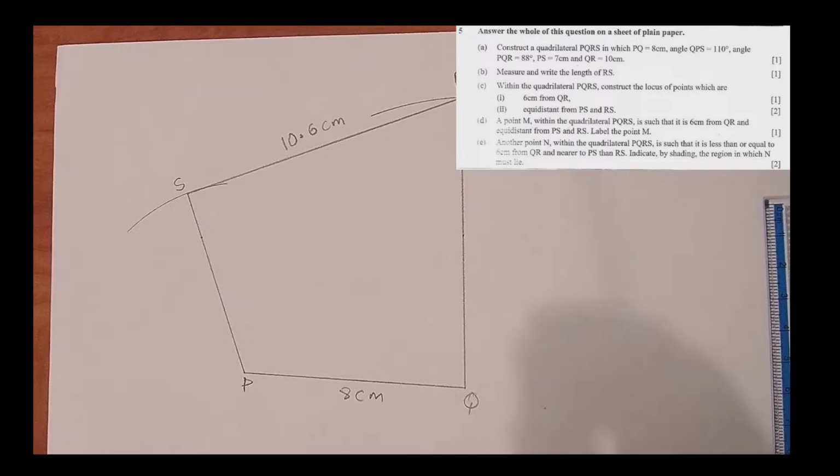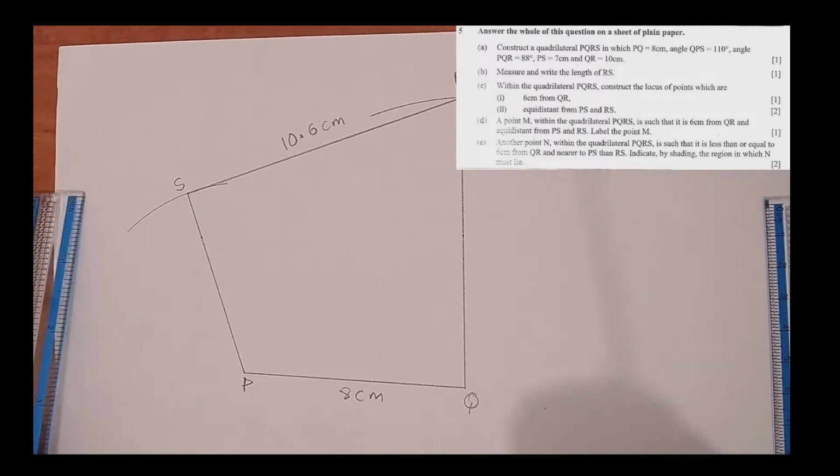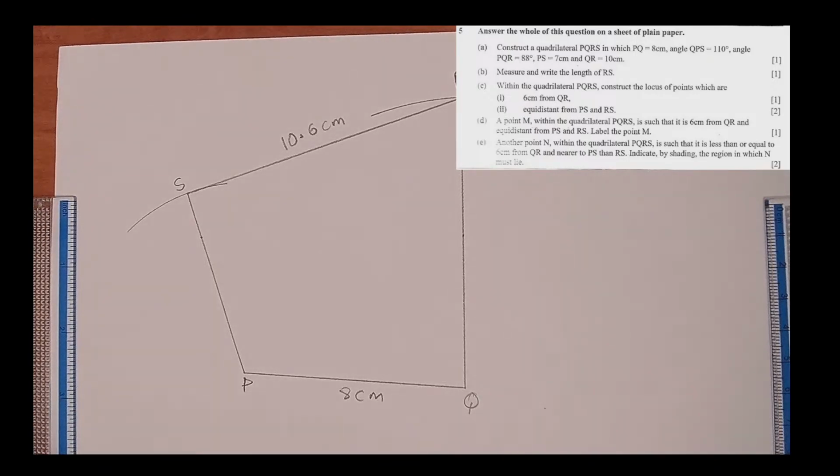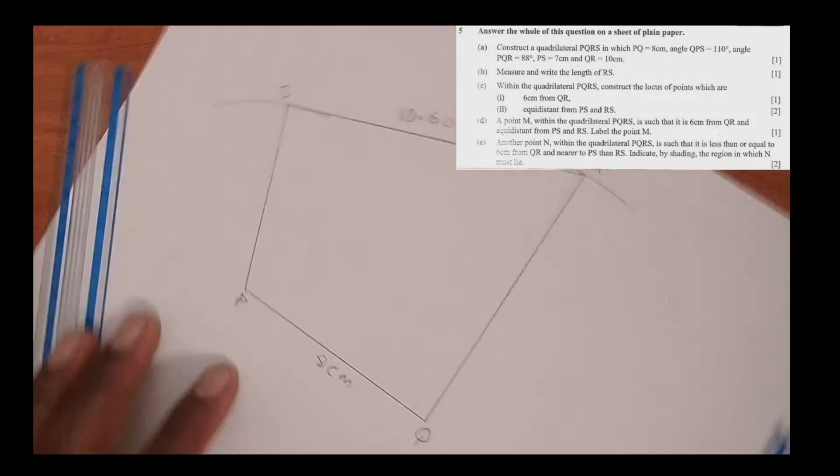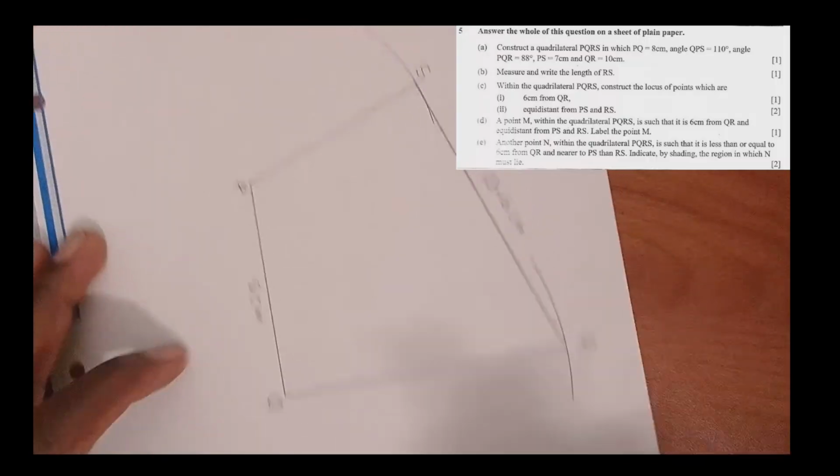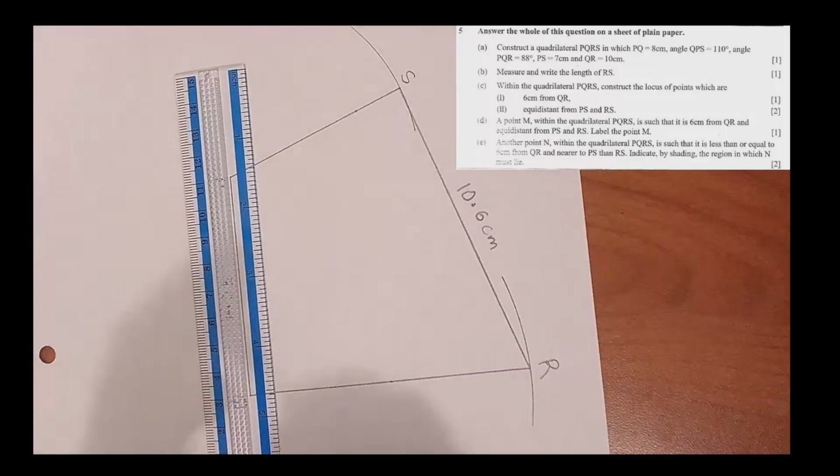All right, so the next question says C: within the quadrilateral PQRS, construct the locus of points which are 6 centimeters from QR. So I'll just turn around my paper like this because this is my QR. So again, I don't want to go through that stress, right?